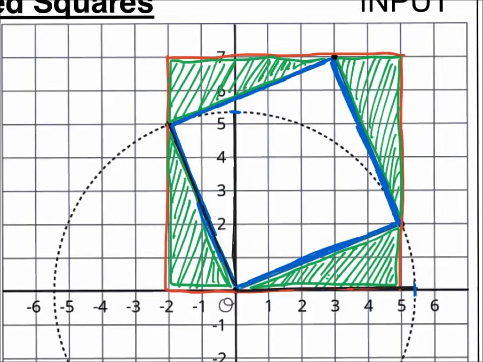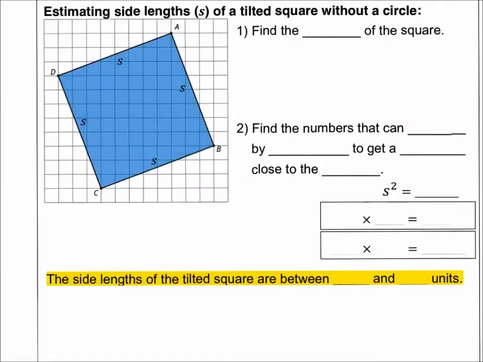If we look and count here on the x-axis, then the length extends all the way to this spot right between 5 and 6. So we could estimate that the side length of our tilted square is between 5 and 6. It's almost at the halfway point and a little bit under that, so we could estimate about 5.4 as a side length. But what if we don't have a circle conveniently drawn on a coordinate plane for us?